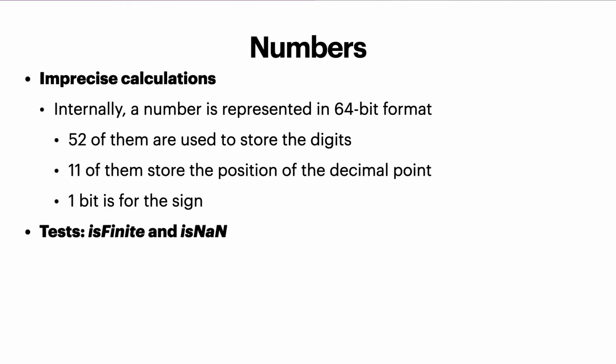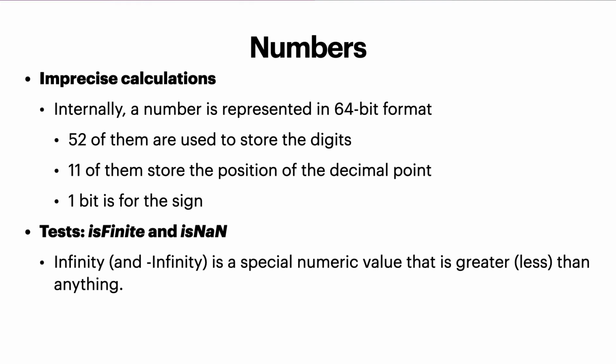Let's talk about the tests isFinite and isNaN. Remember these two special numeric values? Infinity and negative Infinity are special numeric values that are greater or less than anything. And NaN, not a number, represents an error if there is any numeric error in mathematical operations. They belong to the type number, but are not normal numbers, so there are special functions to check for them.